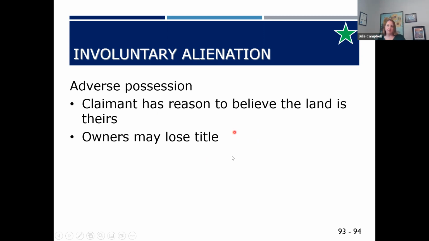So easement by prescription, you are giving somebody else, the judge is giving somebody else permission to use your property. They've been doing it long enough anyway. Adverse possession is taking it a step further. Somebody known as the claimant has reason to believe that the land is theirs. Now we're going to talk more about this, bear with me. But if the judge warrants that the claimant does have reason, the owner may lose some or all of that property. Isn't that something?